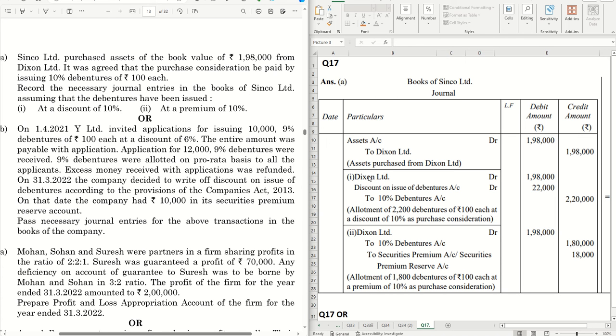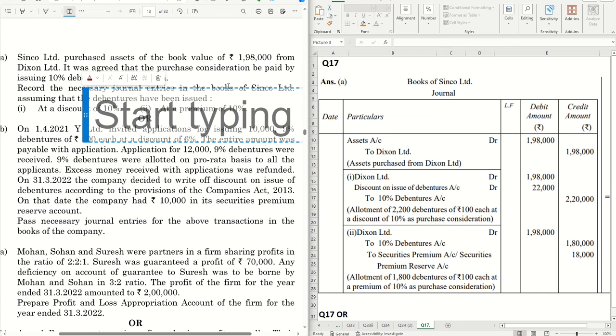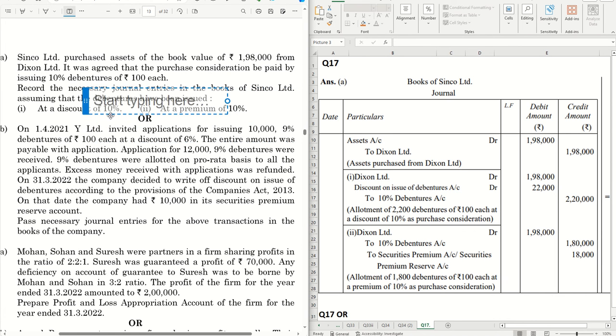Now always remember you have to calculate or divide the purchase consideration by the issue price of each debenture. So in this case, the issue price of each debenture is coming to how much? Let's have a look. In the first case, the issue price is 10% discount. That means rupees 10 as the discount. So 90 is the issue price per debenture. And in the second case, the issue price will be 110 because there is a premium of 10%. Okay, so 1,98,000 divided by 90. How much do you get? You get 2,200 number of debentures.